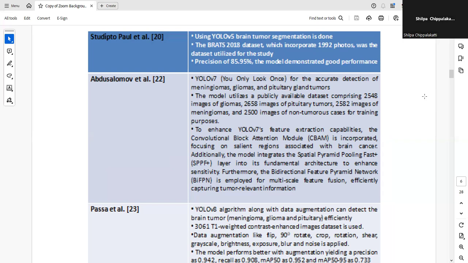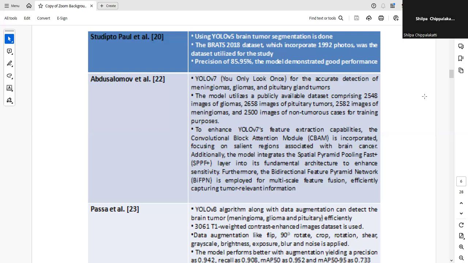The researcher in 22 has used the YOLO V7 model for the accurate detection of meningiomas, gliomas, and pituitary gland tumors. The model utilizes a publicly available dataset comprising 2,548 images of gliomas, 2,658 images of pituitary tumors, 2,582 images of meningiomas, and 2,500 images of non-tumor cases for training purposes.